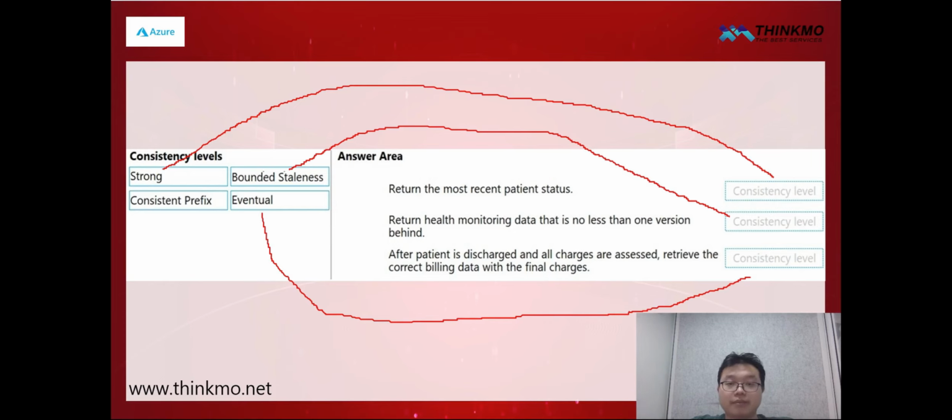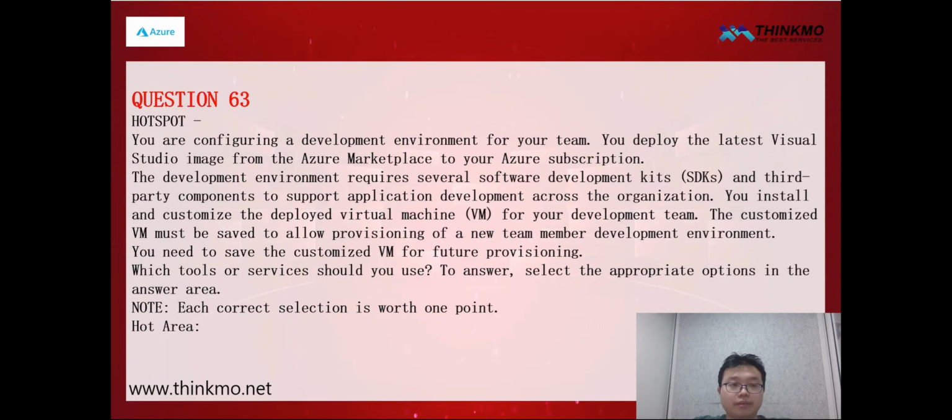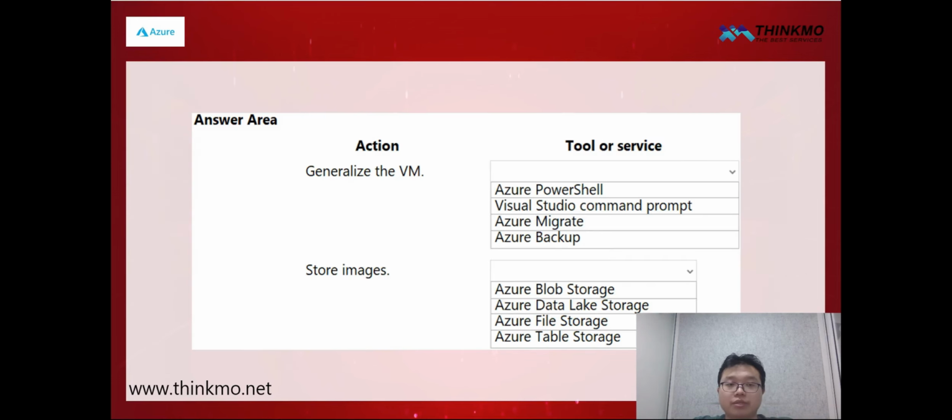Next, let's take a look. The next one. Question 63 is about configuring a development environment for our team. We need to customize a Microsoft VM that includes the SDK and third-party components, and then save it for quick deployment in the future. So for this question, what do we need? We need to make a selection. First, the one above is where we need to choose our first option.